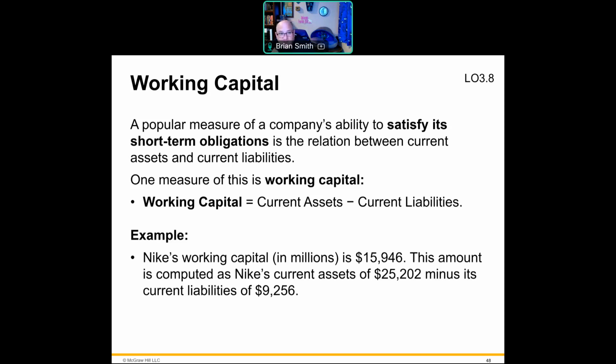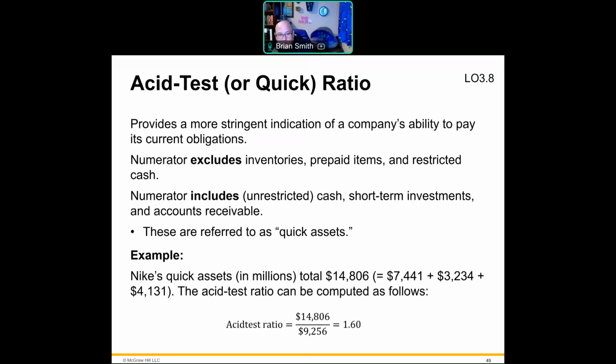All right, the acid test or quick ratio. This is a little bit different. We're going to eliminate basically the most illiquid things out of the current assets, but we're leaving our current liabilities alone. So the numerator is going to exclude inventories, prepaid items, and any restricted cash. Restricted cash is something that maybe legally we have to restrict for some reason. Bottom line is we can't have those in there. Everything else that's a current asset can go in here. So no inventories, prepaid items, or restricted cash.